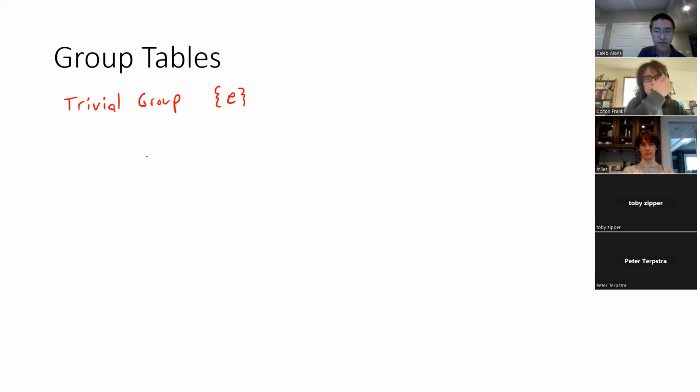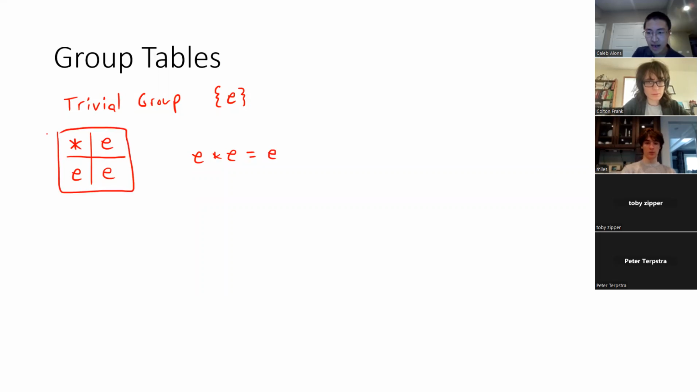And so we can make the group table for the trivial group. So here's the binary operation, and we list the elements. There's only one element, so it's just E. What is the only possible combination? Well, it's E star E. And what does that have to be? E star E is going to be E, just the identity. And so right here, that is the trivial group expressed as a table. Now that's pretty boring because there's only one element. So let's now bump it up to 2 elements and see what happens.